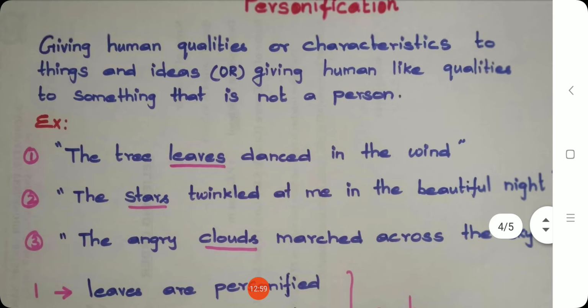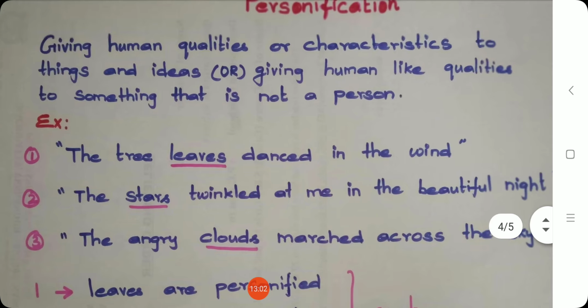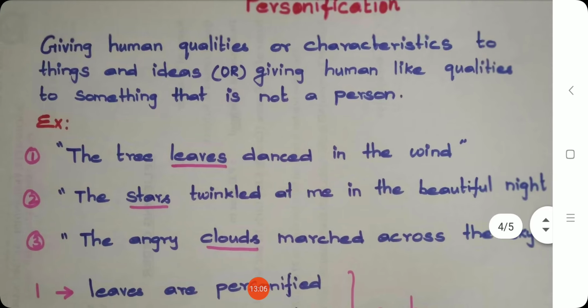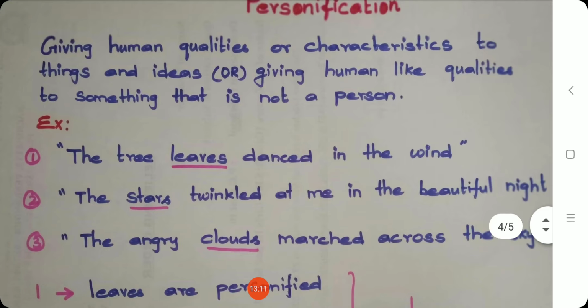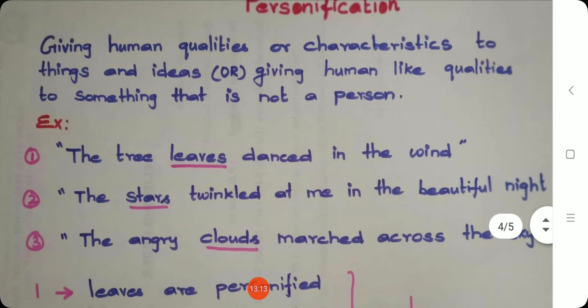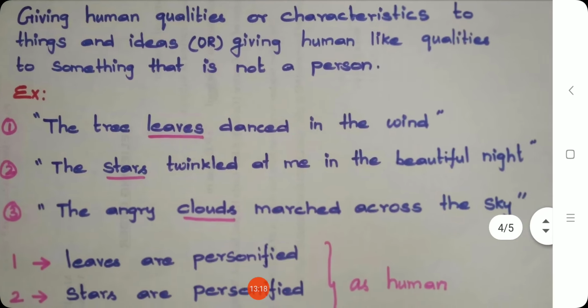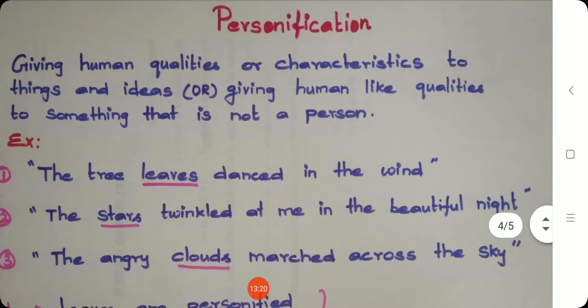But here the poet says that as the poet is seeing the star, it is twinkling at him. That is the nature of stars to twinkle, and it will not twinkle only if some human being sees it. See the next example. The angry clouds marched across the sky. Which is angry here? The poet is telling that the clouds are angry. The angry clouds. So, whose ability is getting angry?